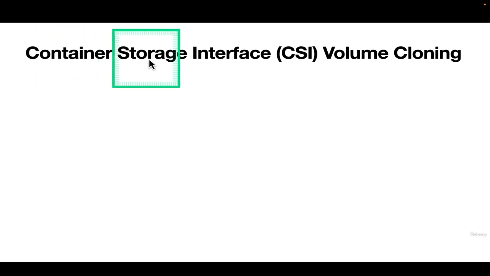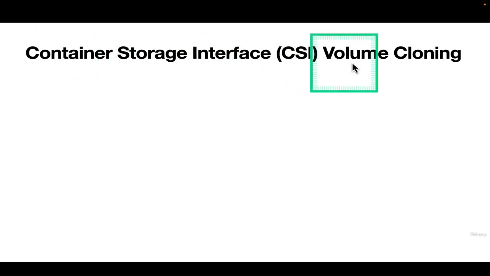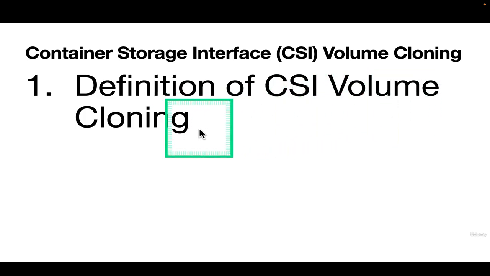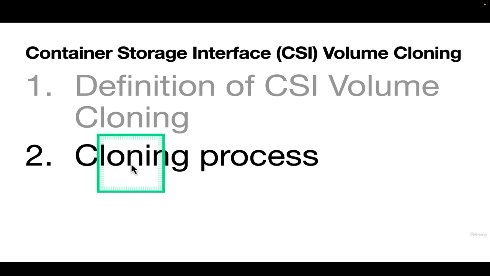Next we will see Container Storage Interface, CSI volume cloning. CSI volume cloning definition. CSI volume cloning is a feature that allows creating a new persistent volume claim that is an exact copy of an existing persistent volume claim using the Container Storage Interface. The cloning process involves specifying the source PVC in the data source field of the new persistent volume claim.